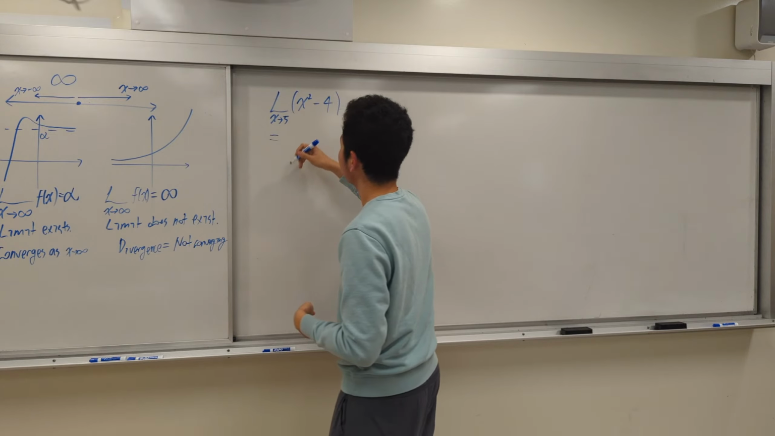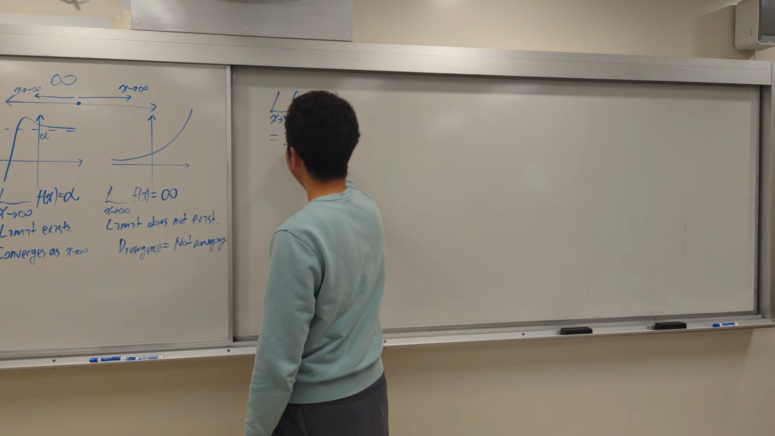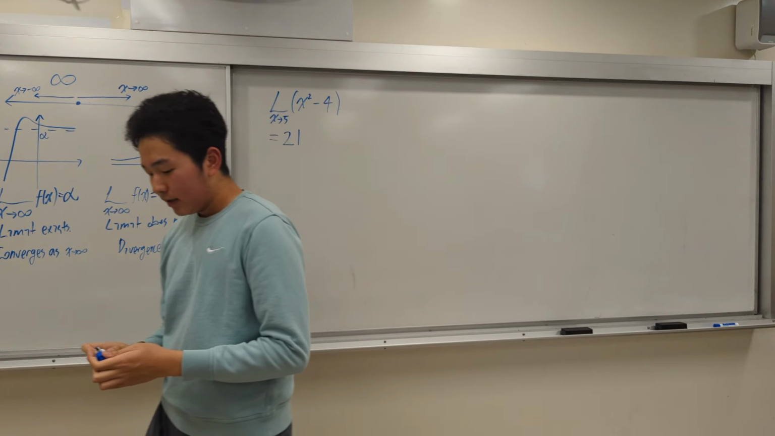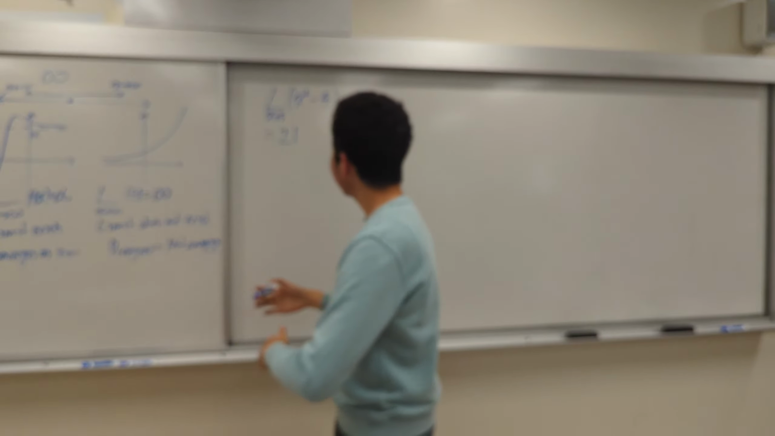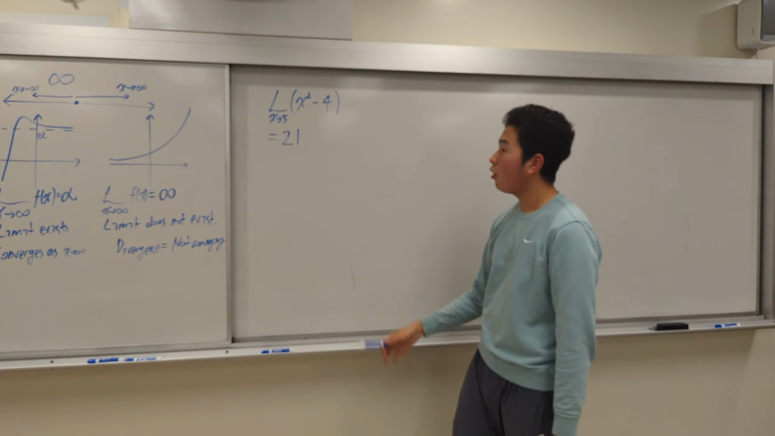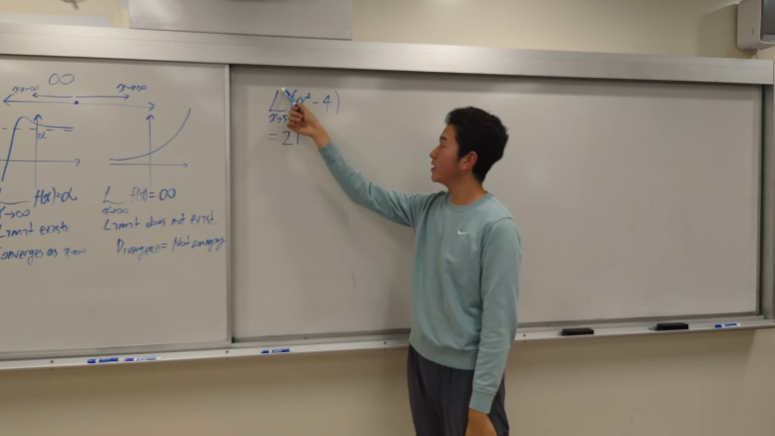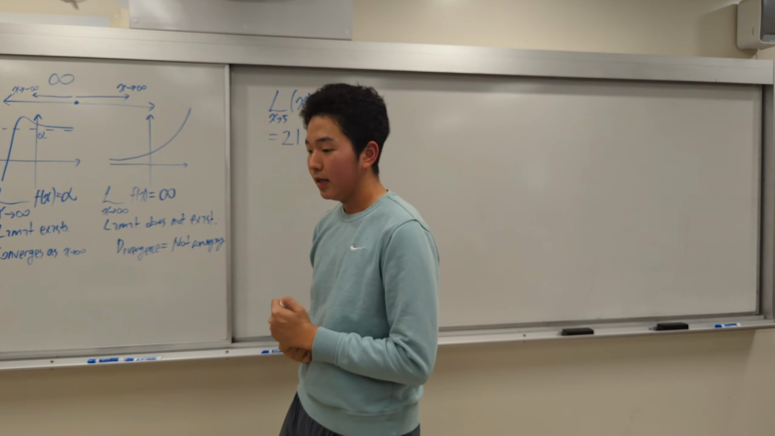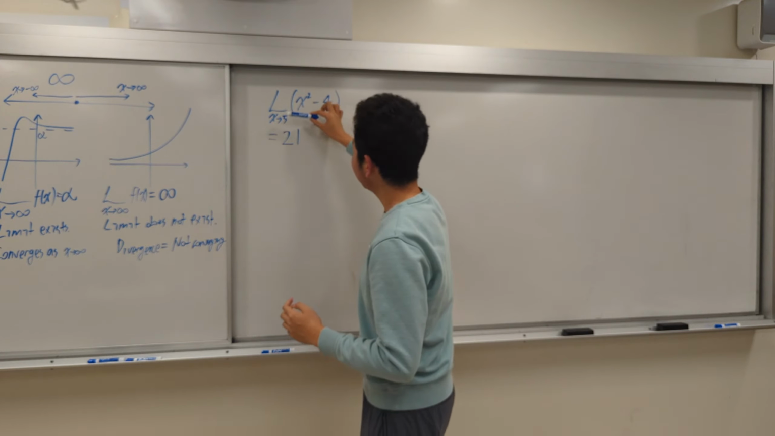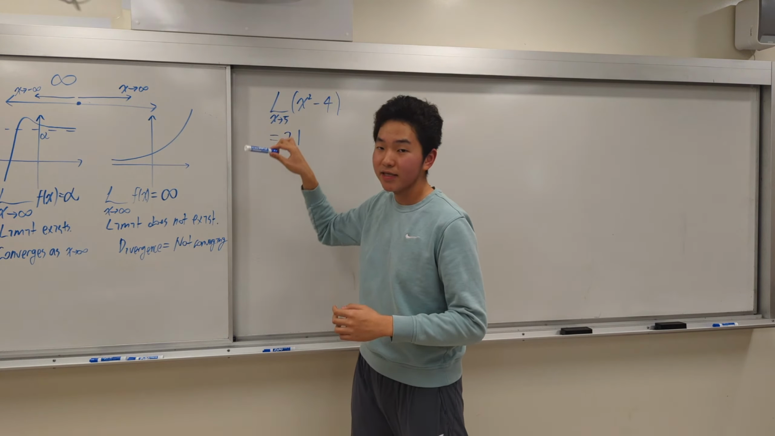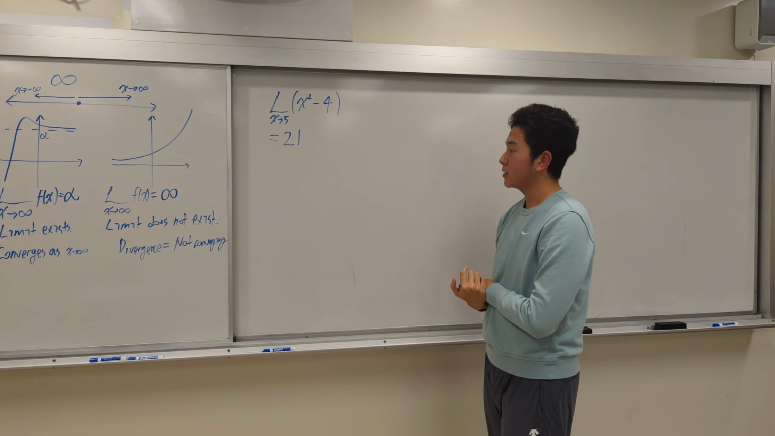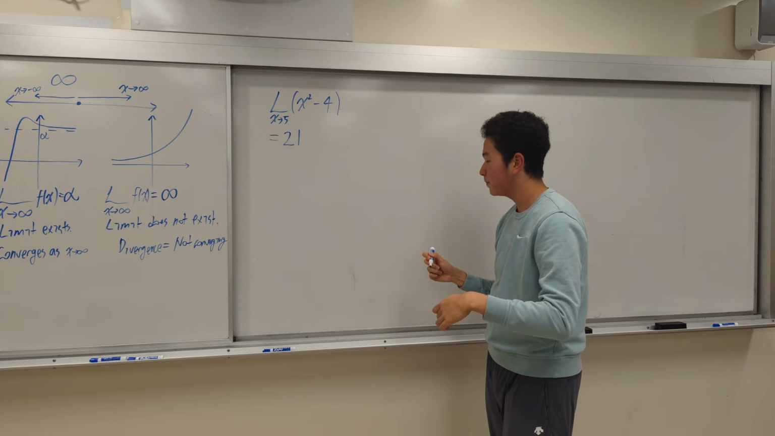So what's 5 squared? 25 minus 4 equals 21, right? Very simple enough. So when we're writing functions with multiple terms, it's always a good idea to put brackets around it after the limit sign to indicate that this is the function that we're dealing with in this limit, okay? Okay, that's pretty good and all.